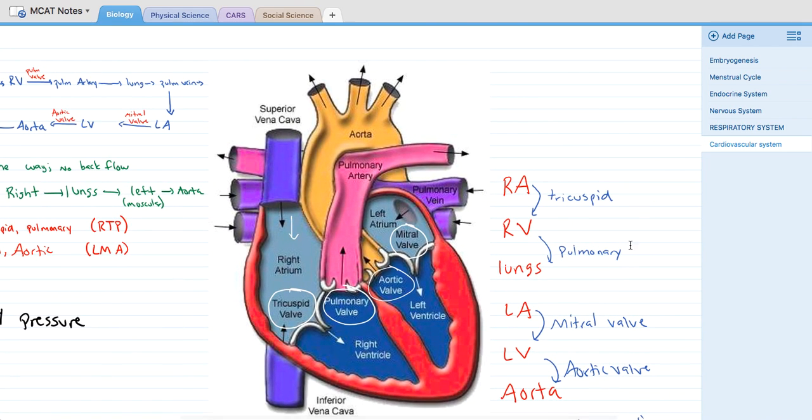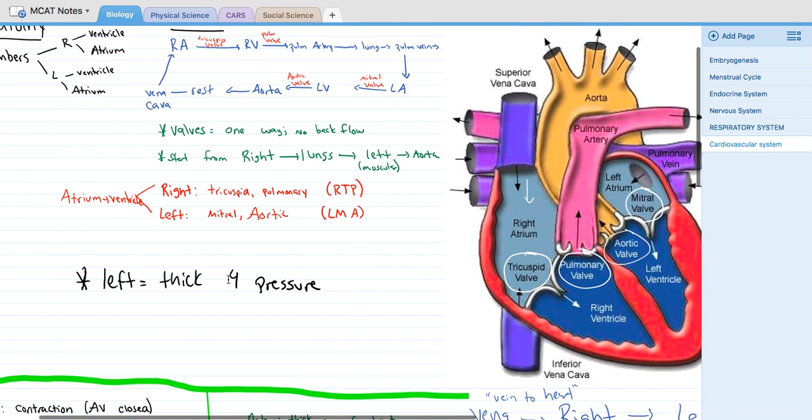So, to look at the valves, you've got the tricuspid, pulmonary, mitral, and aortic. Tricuspid is between the right atrium and the right ventricle. Pulmonary is between the right ventricle and the pulmonary artery and lungs. Then the blood will come from the lungs to the left atrium, and then from the left atrium to the left ventricle, it'll have the mitral valve. The aortic valve is between the left ventricle and the aorta.